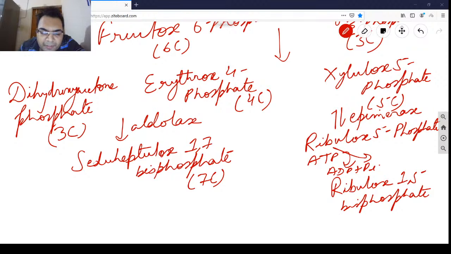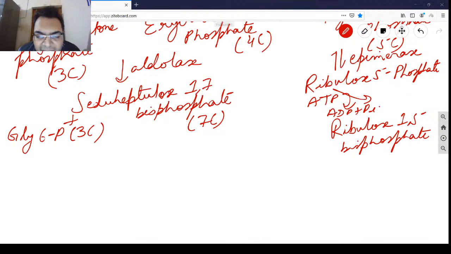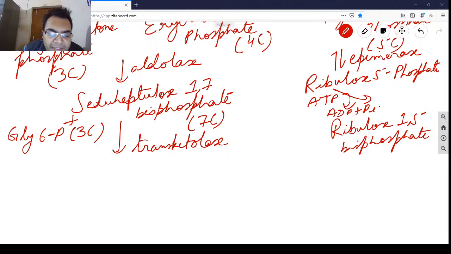Now this 7-carbon molecule will again react with a glyceraldehyde 3-phosphate molecule. I'll just write G3P. 3 carbon, 7 plus 3, now 10 carbon. Since this has become 10 carbon, the enzyme will be transketolase, and then we will again be forming xylulose 5-phosphate, one xylulose 5-phosphate of 5 carbon, and one ribose 5-phosphate.